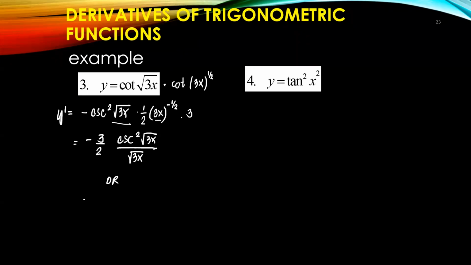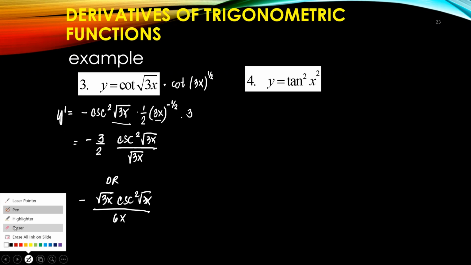So, in here, if I simplified, it becomes negative square root of 3x cosecant square root of 3x over 6x. Am I correct? Ay, hindi. 2x na lang pala kasi makakancel nila sa taas.